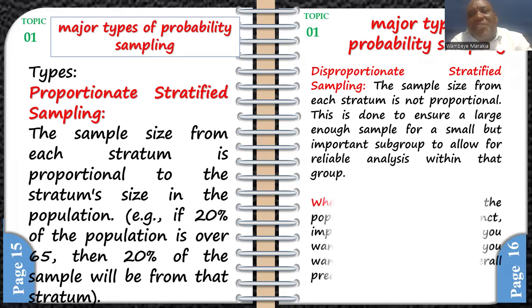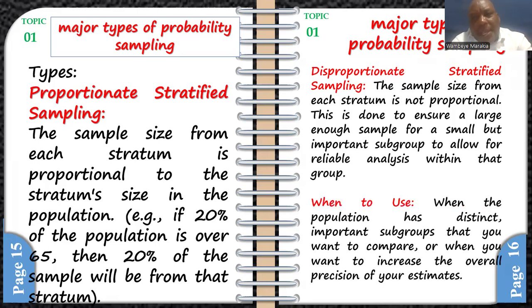The sample size from each stratum is not proportional. This is done to ensure a large enough sample for a small but important subgroup to allow for reliable analysis within that subgroup. We use this one when the population has distinct important subgroups that you want to compare, or when you want to increase the overall precision of the estimates.